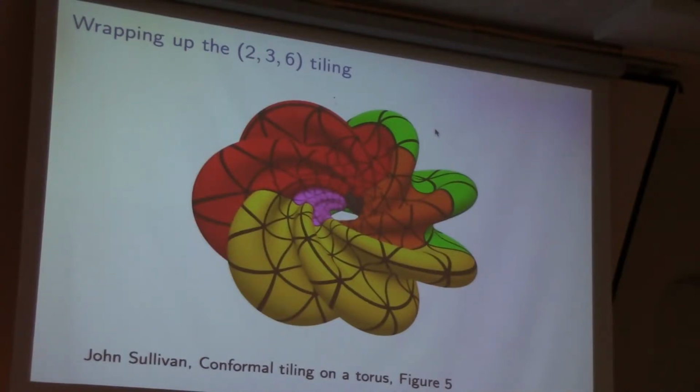And in fact, it's basically a theorem that you cannot make the torus nice and round and have it be a conformal embedding of a hex tiling at the same time. It's impossible to do those two things at the same time.